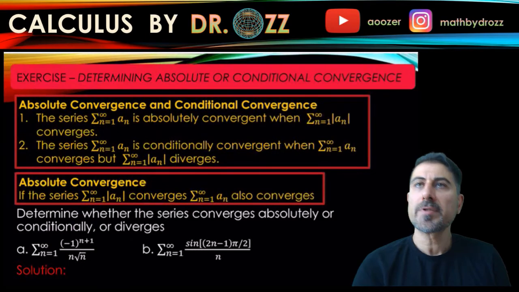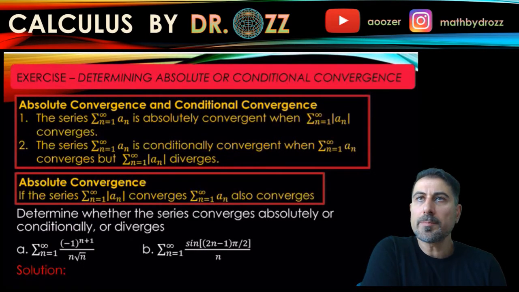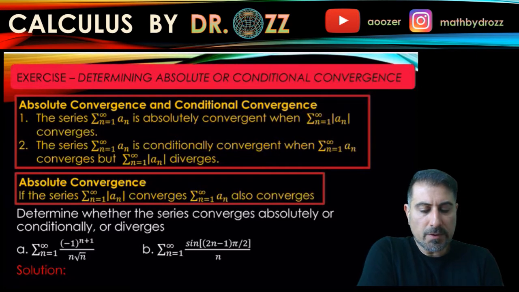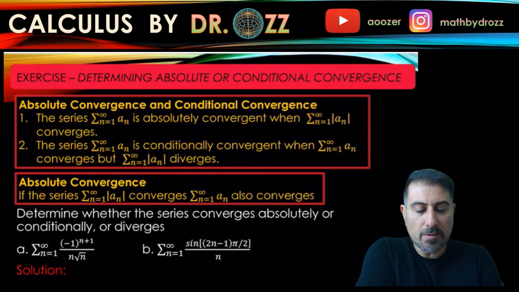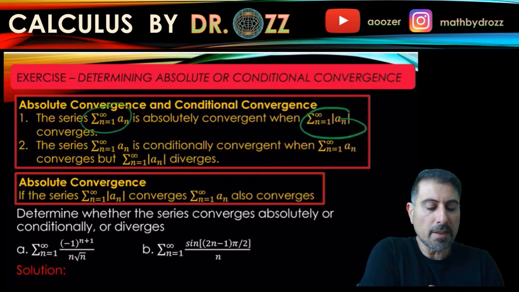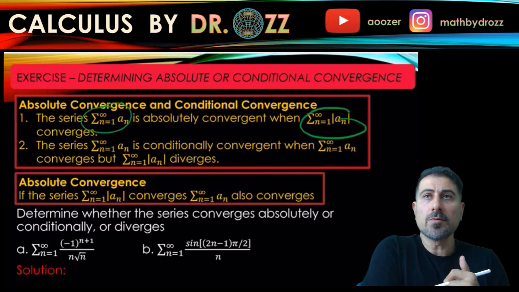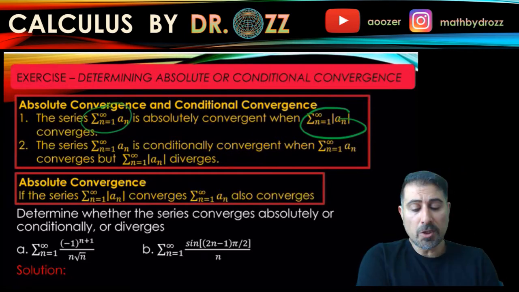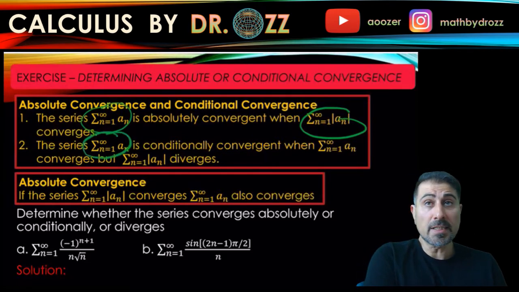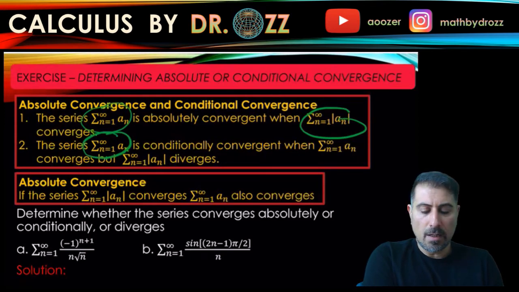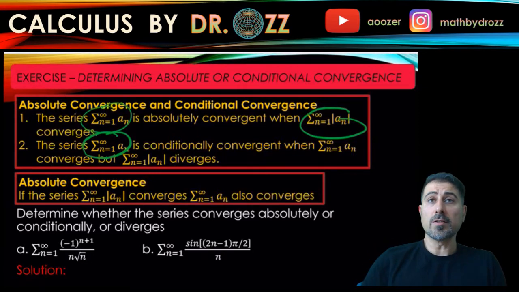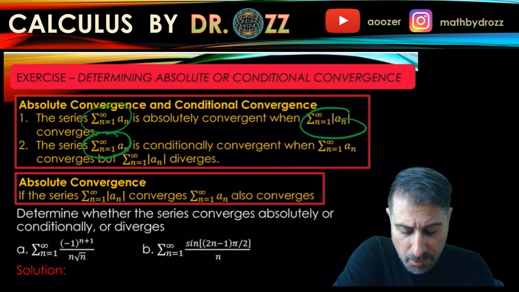All right, so we're going to start with part A, but just to recap a little bit, the series an is absolutely convergent if the absolute value version is convergent. If the series is convergent but the absolute value version is not, then we call an conditionally convergent. So we're going to check if these series are conditionally or absolutely convergent. Let's start with part A.